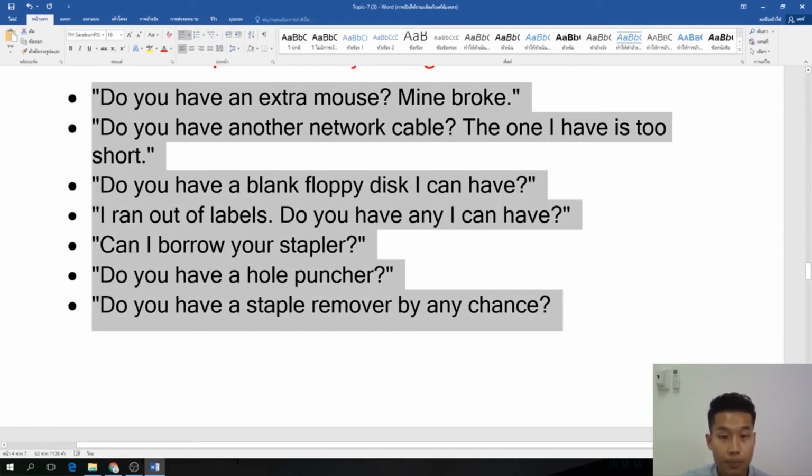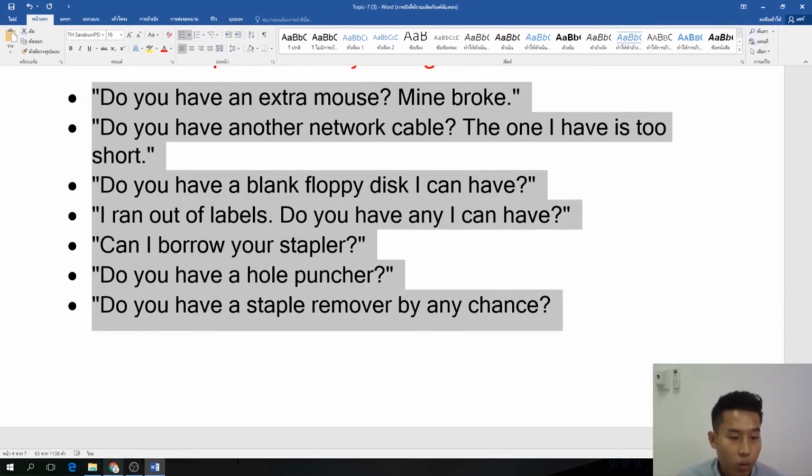Do you have an extra mouse? Mine broke. Do you have another network cable? The one I have is too short. Do you have a blank floppy disk I can have? I ran out of rubber. Do you have any I can have? Can I borrow your stapler? Do you have any hole puncher? Do you have a staple remover by any chance? Do you have a staple remover?